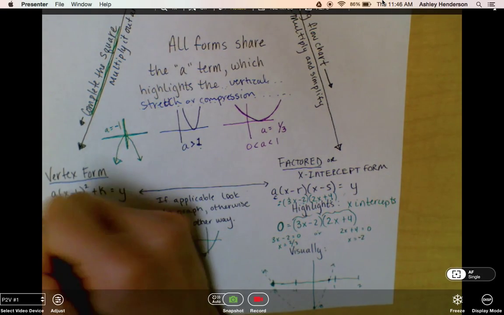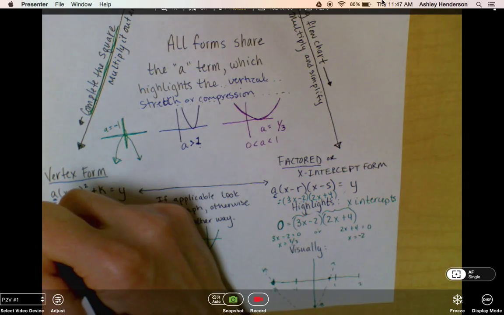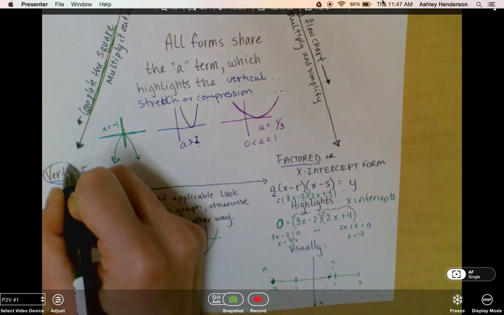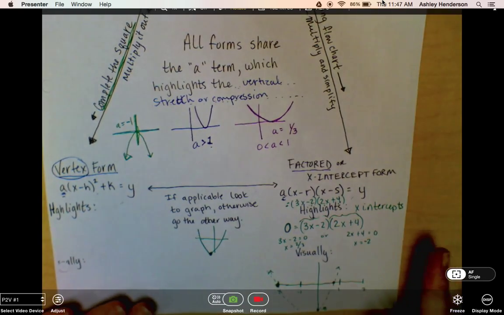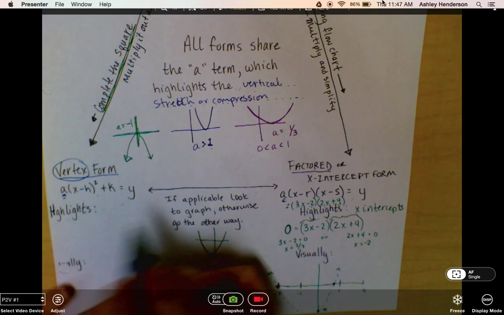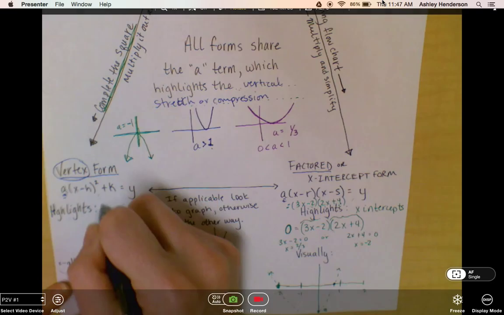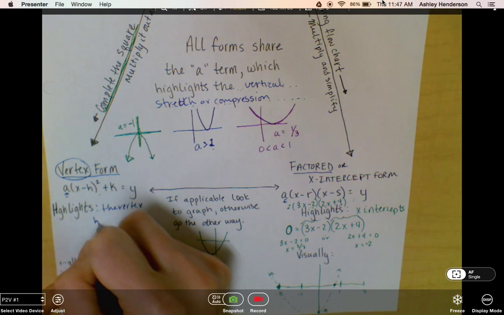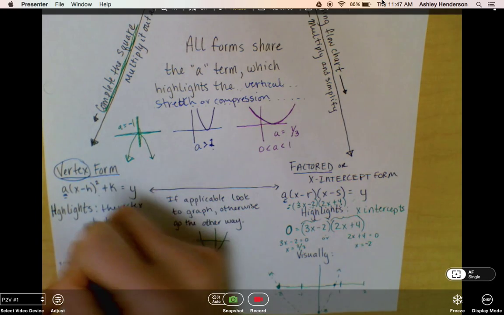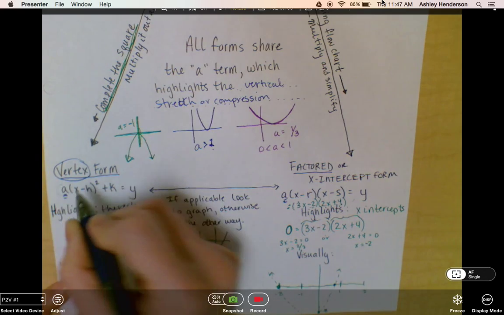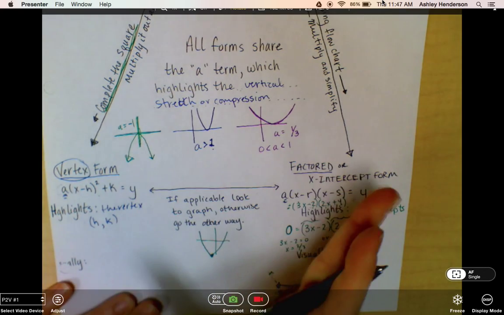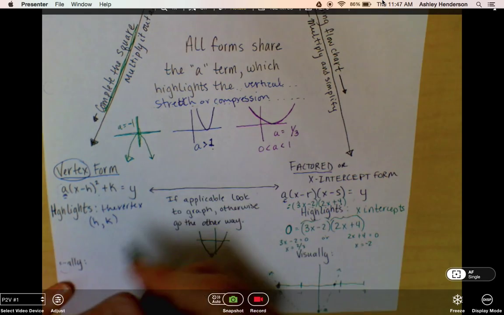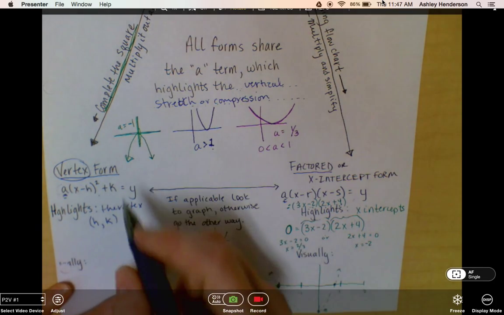What does vertex form highlight? Well, remember, mathematicians are not creative with naming. So vertex form highlights the vertex. The vertex will be the point h comma k, and then a will affect how steep or wide it is, and whether it opens up or opens down, in terms of our vertex, or in terms of the rest of our quadratic.